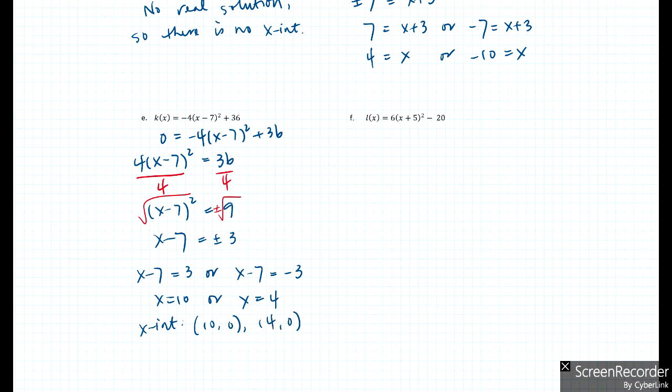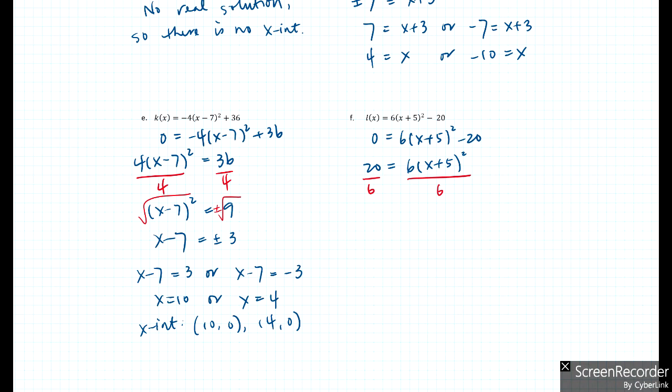Lastly, in part F, if we want to find the solution, we would get 0 is equal to 6 times x plus 5 squared minus 20, and therefore 20 is equal to 6 times x plus 5 squared. And we would go ahead and divide away the 6 on both sides. And here there's no alternative way because 6 isn't a perfect square. And I did the same thing with part E, even though 4 is a perfect square.